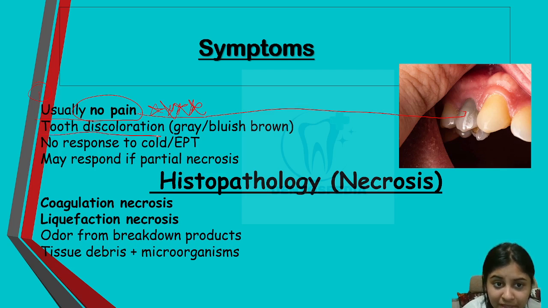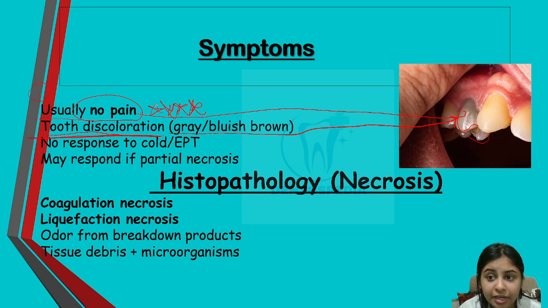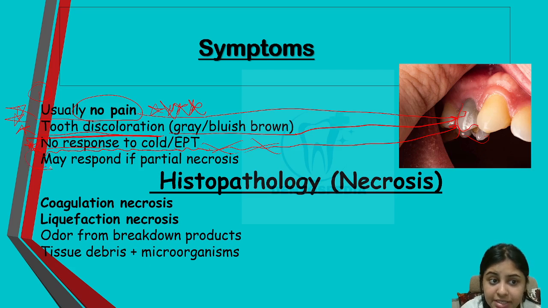We may see tooth discoloration, grayish or bluish brown. We can see in the picture there is discoloration in the tooth. It may indicate pulp necrosis. Very important. Hence, the pulp has become non-vital and has lost its vitality, so there is no response to any cold test or electric pulp test. If we do these tests, they will give a negative response. But these tests may give a response if there is partial necrosis.